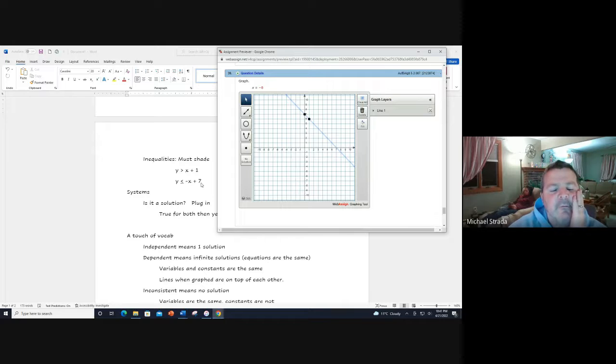So -x plus 7. All right. It can be left as a solid line. You don't have to change the line. However, it's less than, which means you shade below. So you click the fill, which is like a little paint can, and then you click below it, and it will graph the region for it. So when you're doing inequalities, you must shade the region.